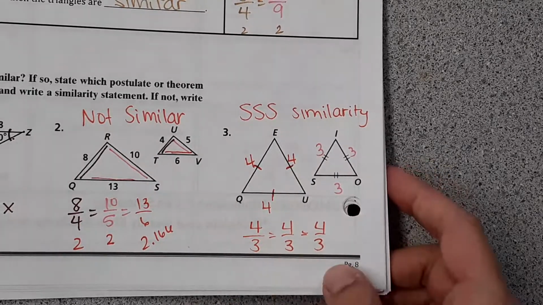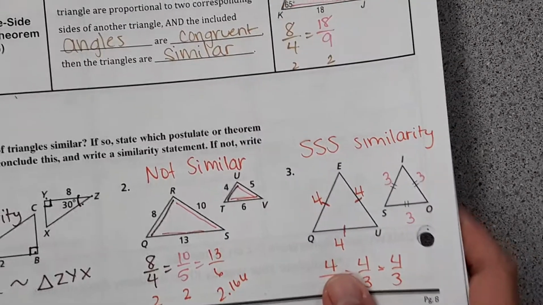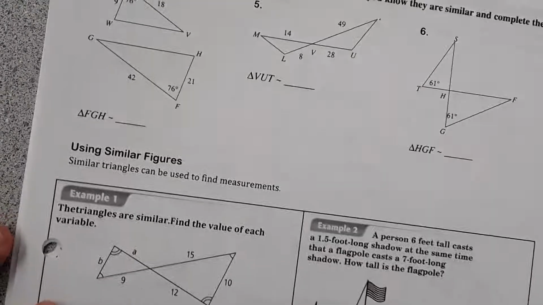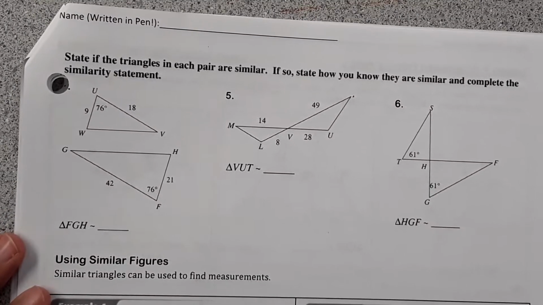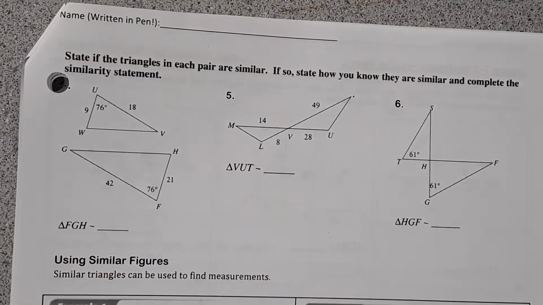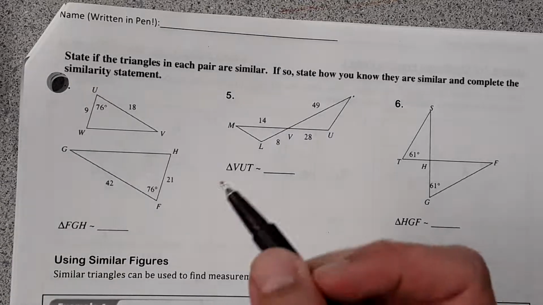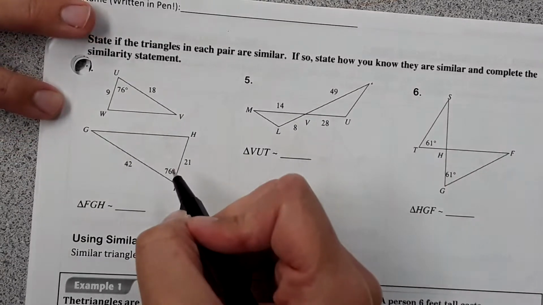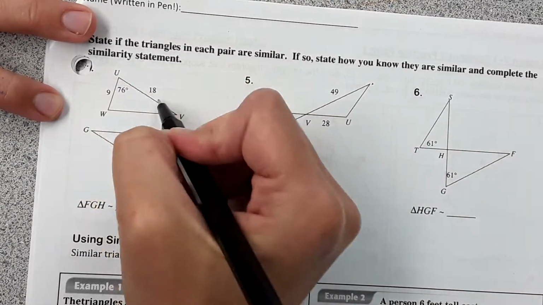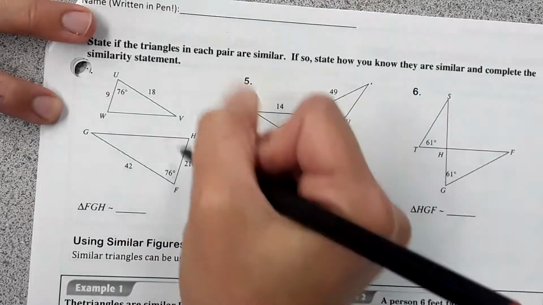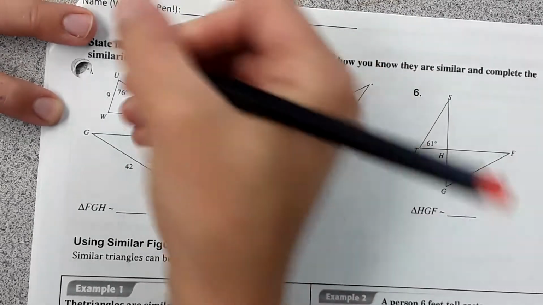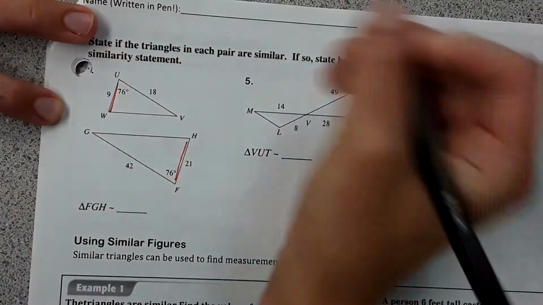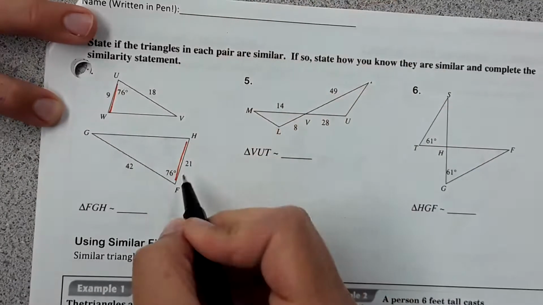And the next page. Okay, so we're going to repeat the same process. It wants to know if they're similar and why or how. So here I see that I have side-angle-side and side-angle-side. If my corresponding sides are proportional, then I'll know that I have side-angle-side similarity.